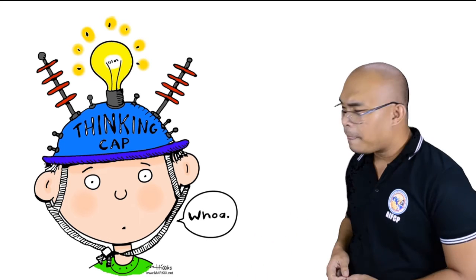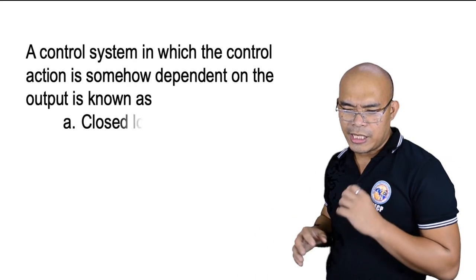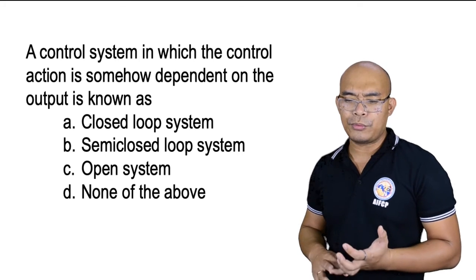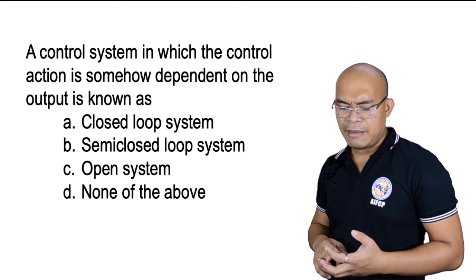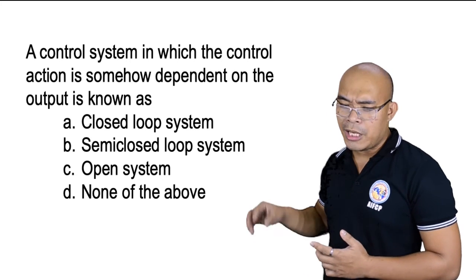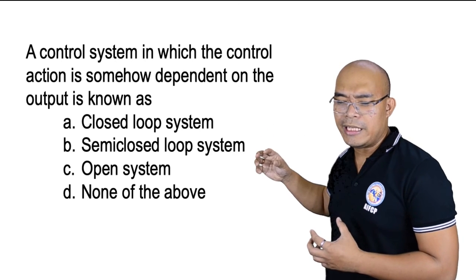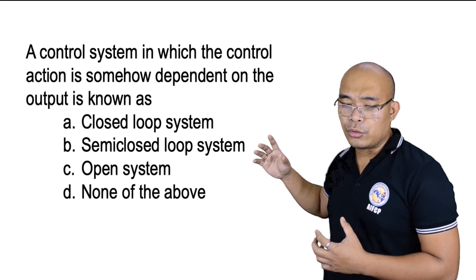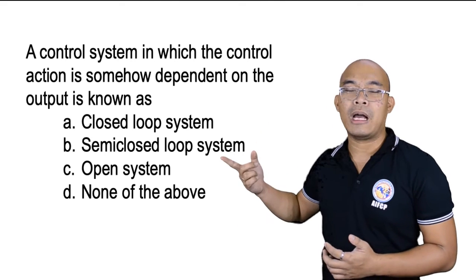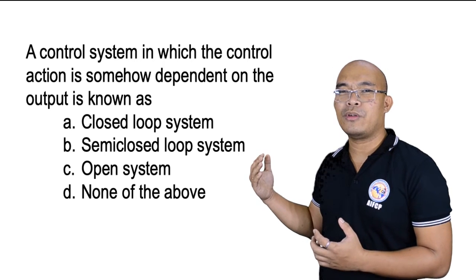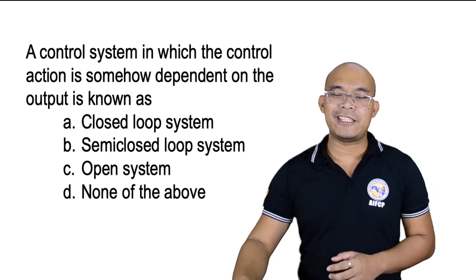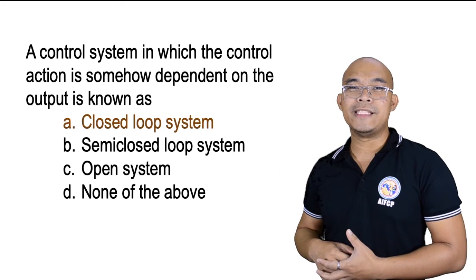So, first question. A control system in which the control action is somehow dependent on the output is known as: letter A, closed loop system; B, semi-closed loop system; letter C, open loop system; and D, none of the above. So the keyword there is the control action is somehow dependent on the output. So therefore, there is a feedback. So kung ang output mo mas maliit pa kaysa sa set point mo, pinifeed niya dun sa control, ay, pa-increasean mo pa. So in this particular case, this is a closed loop system.